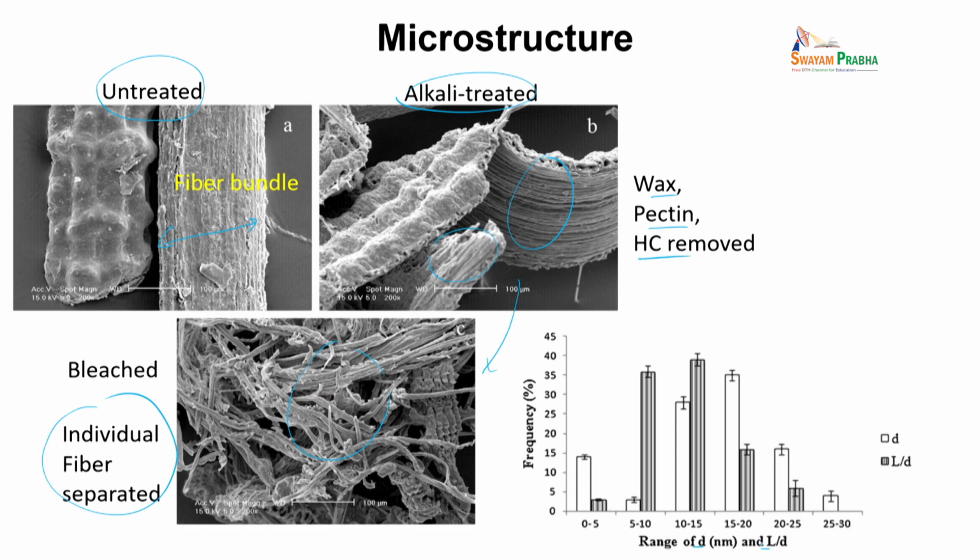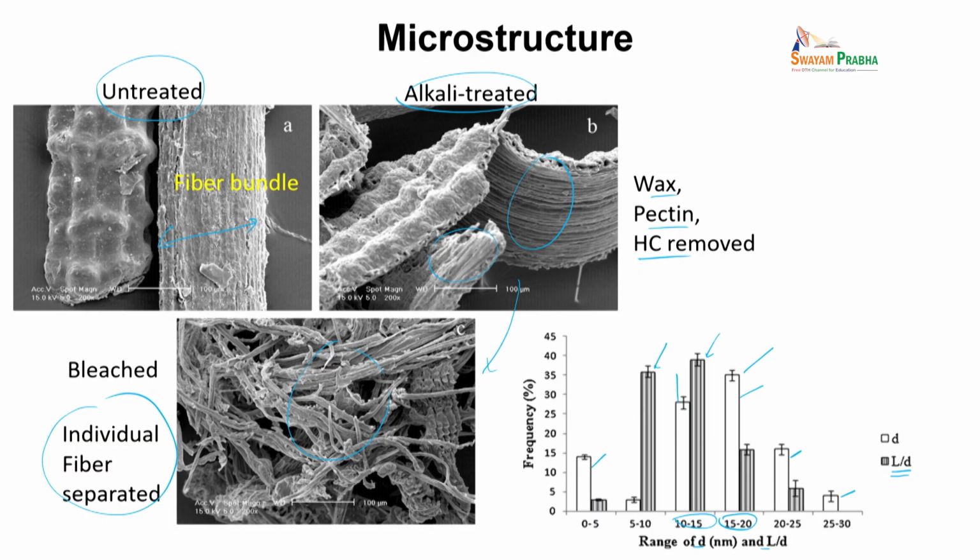This diagram shows the diameter and aspect ratio of the fibers of the final bleached sample. You can see that this is a distribution. The bar chart says what is the fraction of fibers in a given length. They are pretty much distributed about 15 to 20 nanometer or 10 to 50 nanometer. These are the diameters of the fibers. L by D is the aspect ratio, length divided by the diameter. Those are given by this filled bar chart.